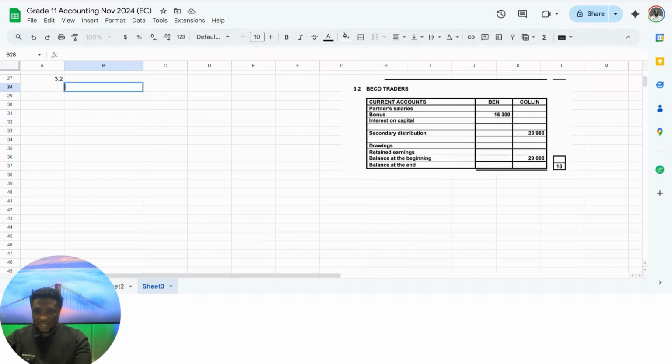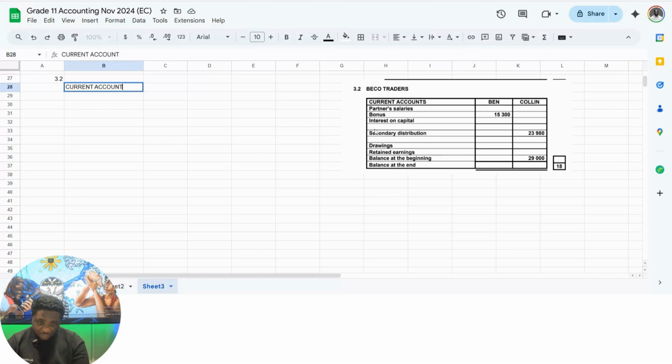So I'm going to start here with the current account, and highlight some of the things that are very important for you to know. When we do the current account, essentially we're looking at the distribution of the profit that the partnership has made. How does that profit get distributed? It gets distributed in two ways. We have the primary distribution and then we have the secondary distribution. As you can see here, this is the secondary distribution, and then we also have the primary distribution.